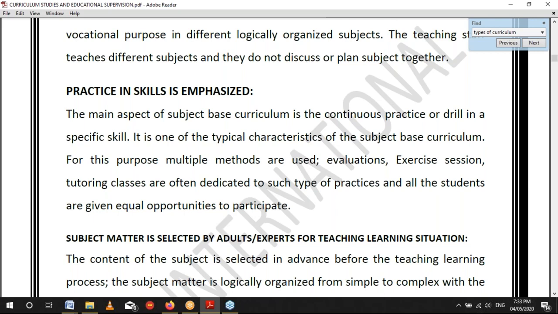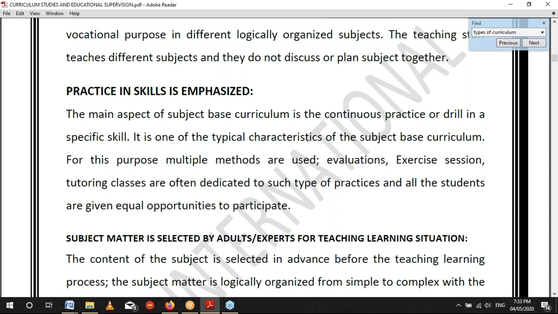Two, a separate classroom for each subject. There must be a separate classroom for each subject. The classroom will be available for each subject.